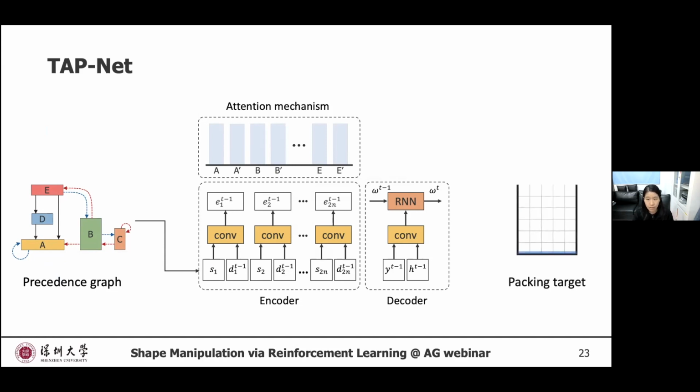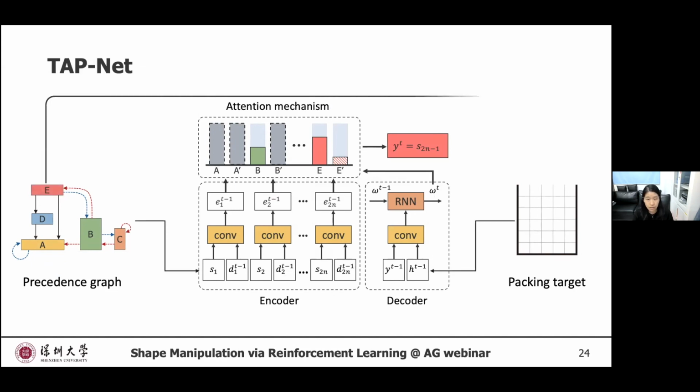For each time step, it takes the object selected in the previous step and the current height map of the target container as input, and passes the accumulated information to the attention module with the encoder to compute the probability of each item valid for transport and packing. And the item with maximal probability is selected to be the output. In this example, box E in its original state is selected.